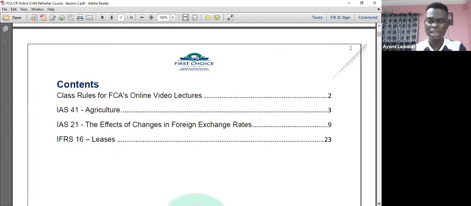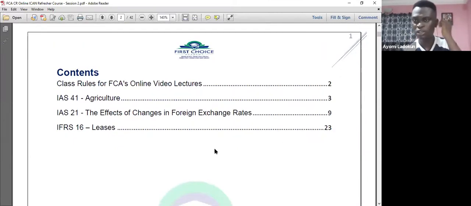Let's take a look at agriculture. Okay. Agriculture. I'm believing God time will permit, we should be able to finish IAS 41. So that next class we're going to deal with IFRS 16, IFRS 2, and if time permits we also take a look at IAS 19. Then there is a standard that you must know before you get into that exam. IFRS 13, fair value measurement.